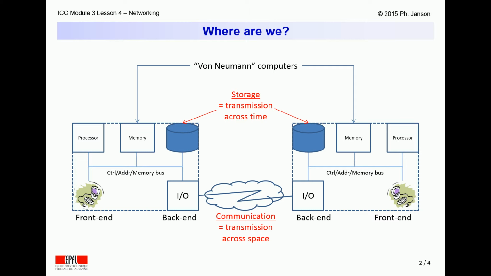Such computers would, however, be pretty useless unless they also provided input-output interfaces, I/O interfaces as they're called, to communicate with the outside world. Such I/O interfaces come in two flavors, so-called front-end user interfaces and so-called back-end network interfaces.